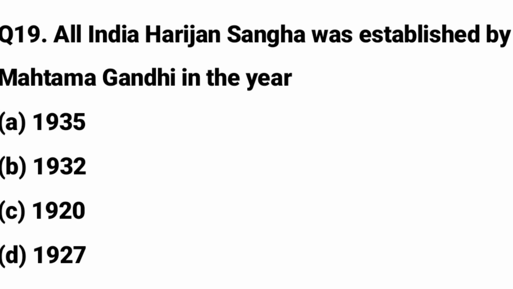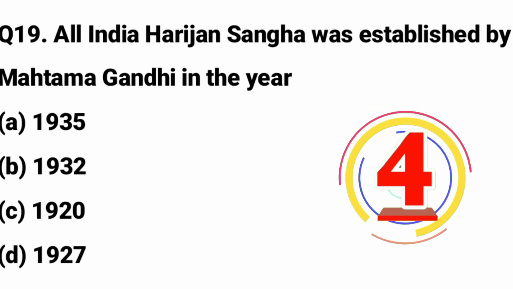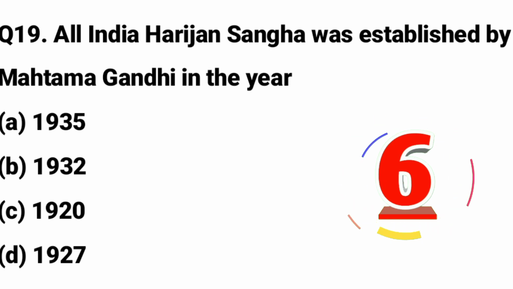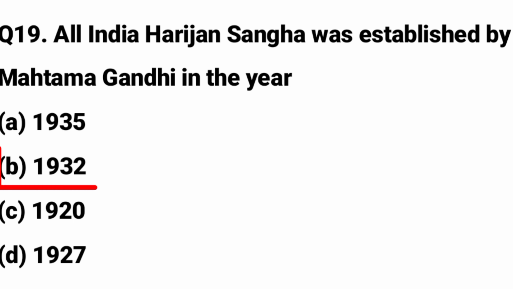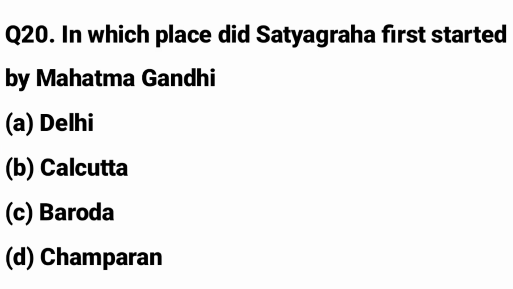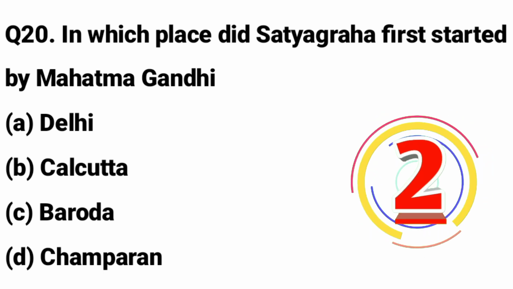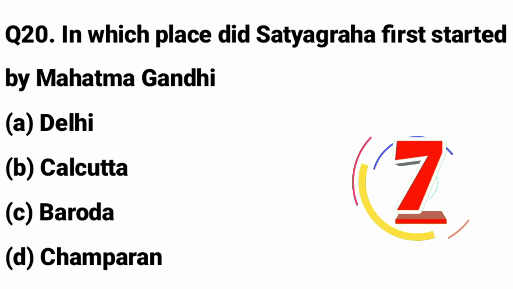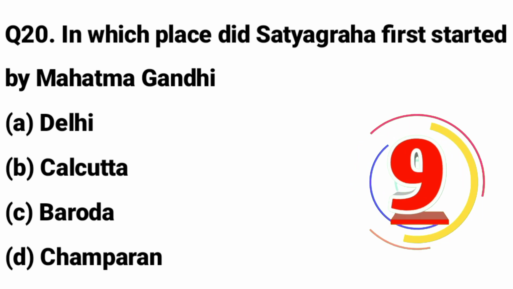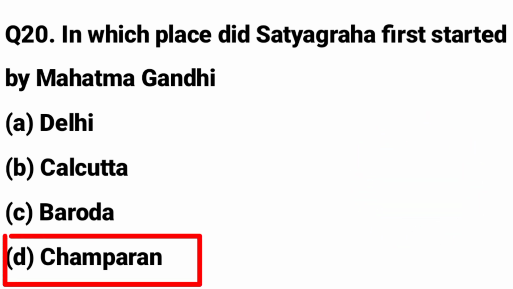Question 19. All India Harijan Sangh was established by Mahatma Gandhi in the year? Answer B. 1932. Question 20. In which place did Satyagraha first start by Mahatma Gandhi? Answer D. Champaran.